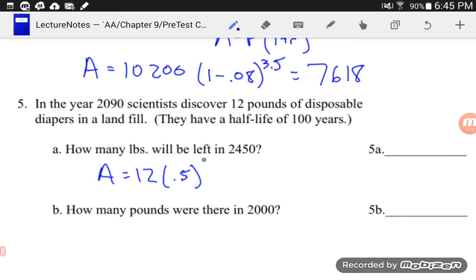So what it really is, is 0.5 to a power, the number of half-lives that I have. After 100 years, it'd be to the power of 1. After 200 years, it'd be to the power of 2. After 300 years, it'd be the power of 3. But I actually have 360 years there. Not quite an even number. I could think of that 360 years, 2090 to 2450, as 3.6 half-lives. 360 years divided by 100, or I could just put it in the formula, 360 over 100. So I've got 12 times 0.5 to the 3.6 power.